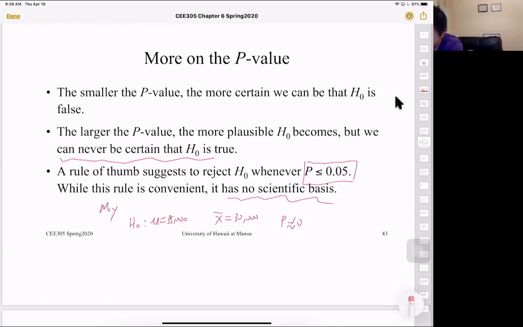If, for example, the mean value of a sample we got is $34,000, which is much closer to the claim of $35,000, then the p-value will be much higher. Then we cannot reject H0. We say H0 is plausible, but again, we can never conclude H0 is true. So we can never conclude the mean income of the city is $35,000.